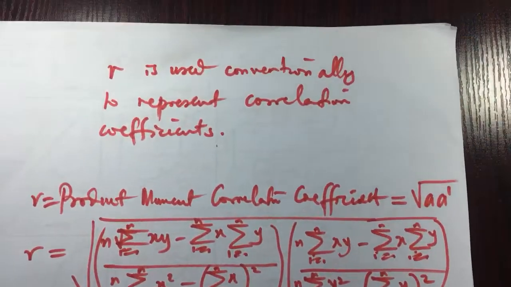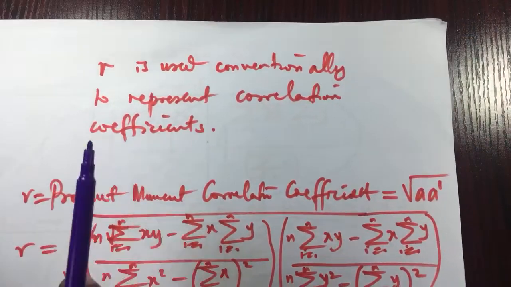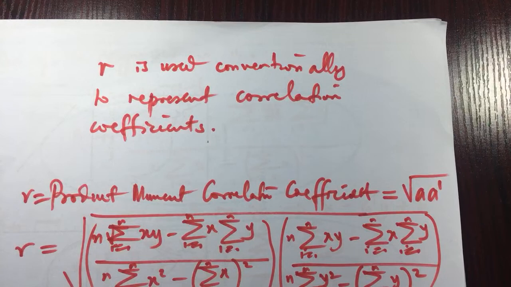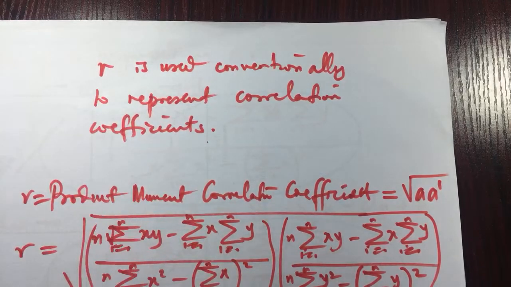Again, let's go over what we did. I told you that whether you are talking about rank correlation coefficient or you are talking about product moment correlation coefficient, all correlation coefficients statistically are conventional. Conventionally means by agreement. In most cases, R signifies or represents correlation coefficient. So if we are talking about product moment correlation coefficient, it won't be out of place to use R to denote product moment correlation coefficient.